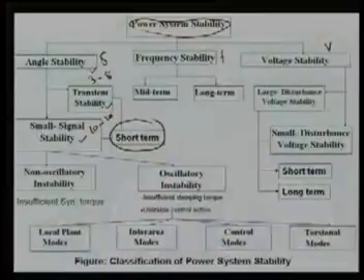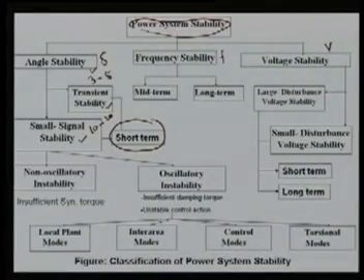Again here, oscillatory instability can be classified into 4 categories depending on different criteria. First one is your local, or you can say plant modes. Again I said that it is due to one plant, one unit oscillating with respect to the rest of the system. Here inter area means two areas are oscillating against each other, again due to the weak tie lines.